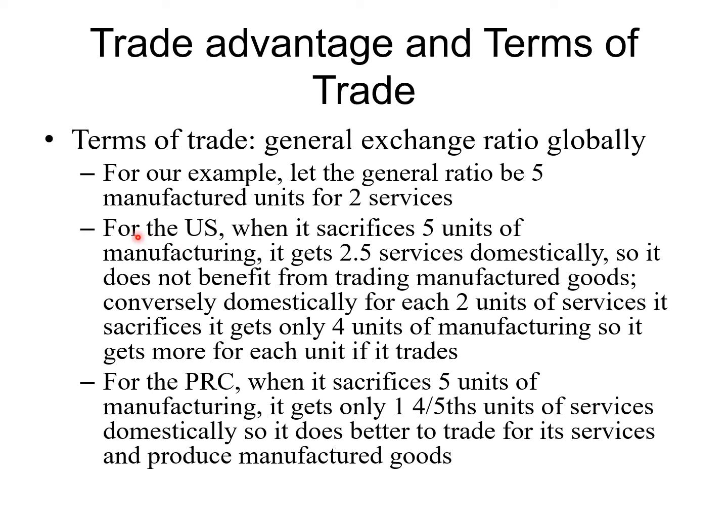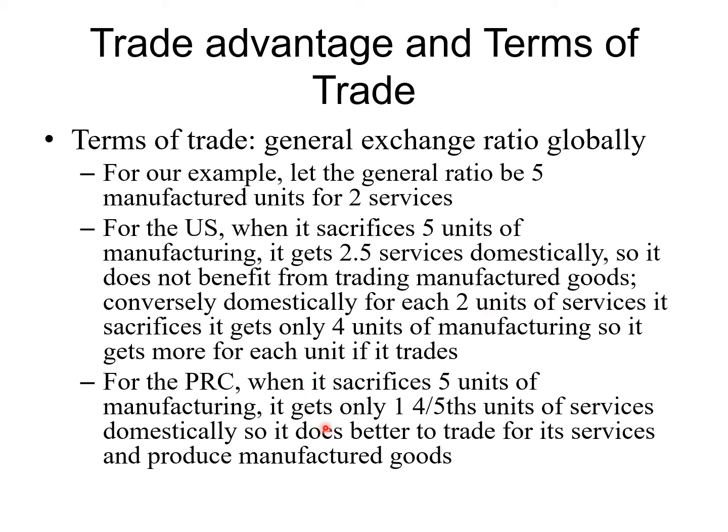Now, let's go back and look at the U.S. For the U.S., when it sacrifices 5 units of manufacturing, it gets 2.5 services domestically. So it doesn't benefit them to trade manufactured goods. Conversely, domestically, for each 2 units of services, it sacrifices, it gets only 4 units. Well, if it traded these 2 units of services, internationally, they would get 5 units of manufacturing. So they would do better to trade services, okay, for manufacturing.